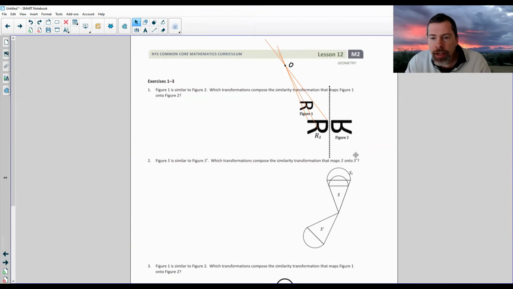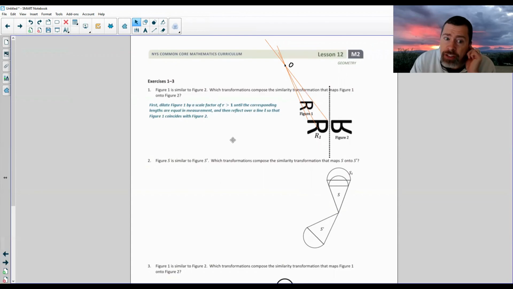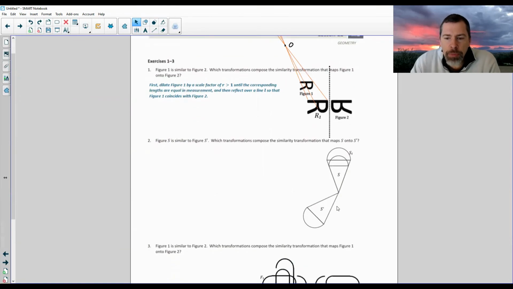All right, there is a line of reflection, and R sub 1 flips over to figure 2. So what I would say is, first, dilate figure 1 by a scale factor with R greater than 1 until corresponding lengths are equal in measure. So you would do that until, where are you? Right here. The sides from, say, here to here equal here to here. All right. And then reflect over a line L so that figure 1 coincides with figure 2. So that's basically what we're doing here.